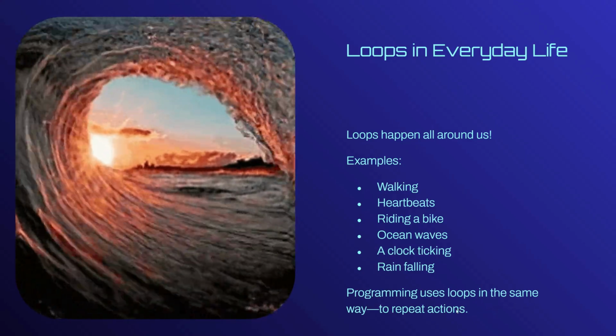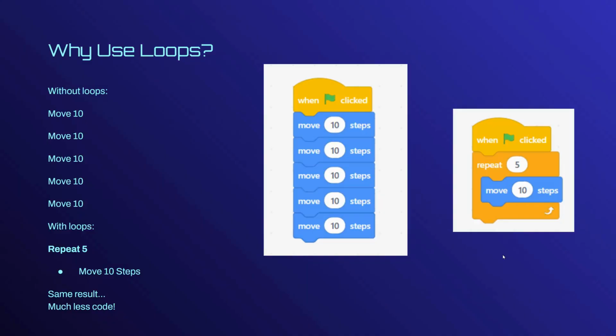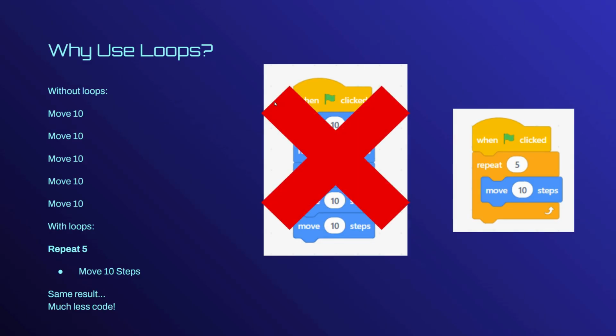Why use loops? Without loops, you'd have move 10 steps, move 10 steps, move 10 steps, move 10 steps, and move 10 steps. Even when you say it out loud, it sounds so repetitive. So that's why programmers don't write code like this. Instead, they'll put their code in a repeat block. For example, instead of moving 10 steps 5 times, they'll put in one repeat 5 block with one move 10 steps block. Same result, but way less code.